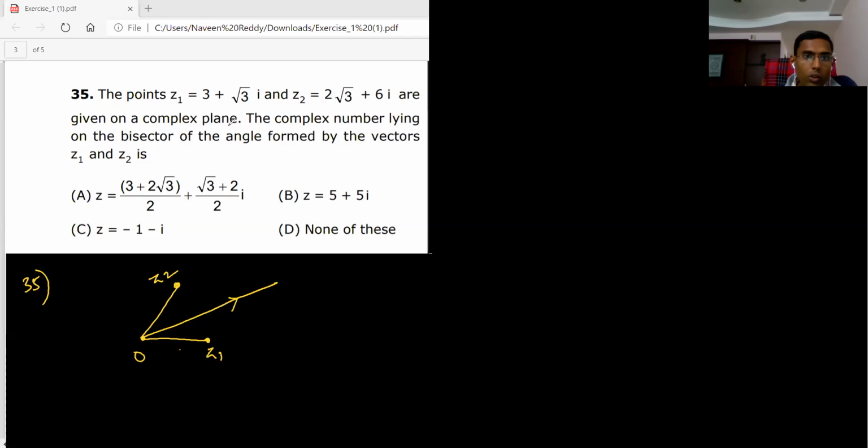So what do we have to find out? The complex number lying on the angle bisector. Any complex number lying on this. So the vector along this is lambda times (Z1 by mod Z1 plus or minus Z2 by mod Z2). Here it is the internal angle, so let's consider the internal angle bisector first.